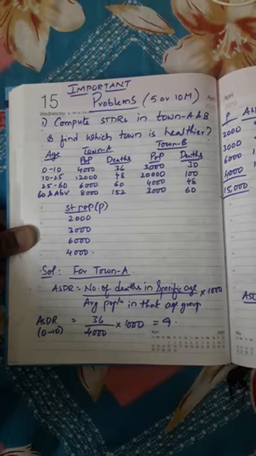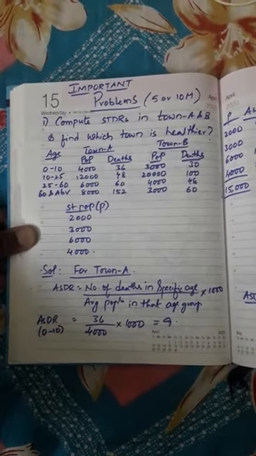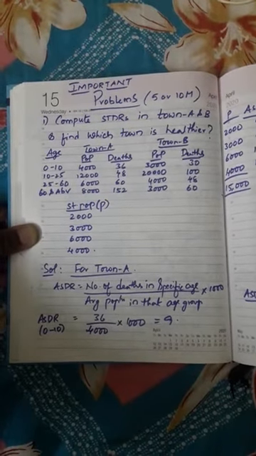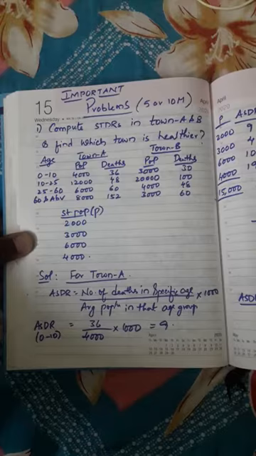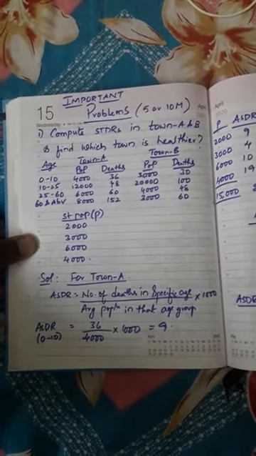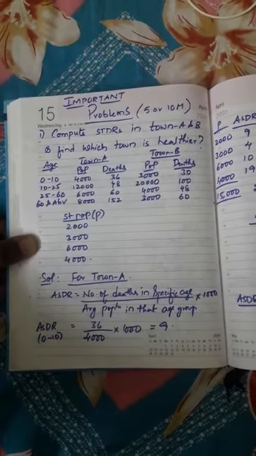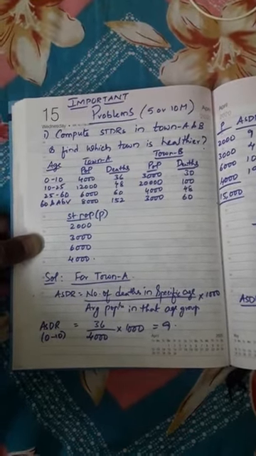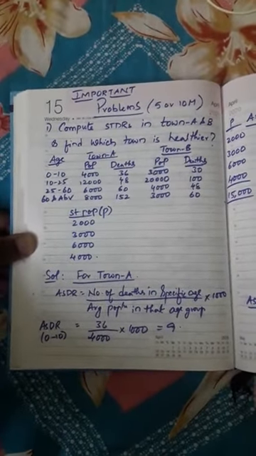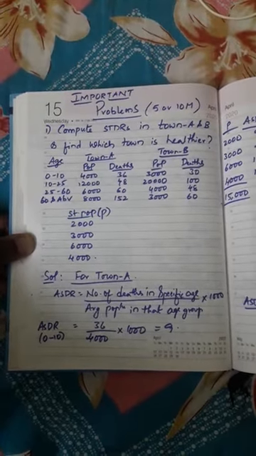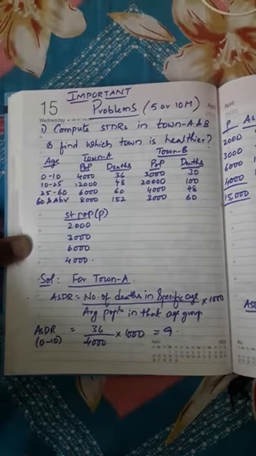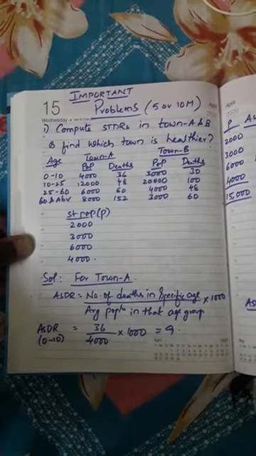So see here: compute STDRs in town A and B and find which town is healthier. So the question is, we have to compute STDRs for two different populations. Along with that, we have to decide which city is healthier. That also we have to find. See, the data is given. Age groups 0 to 10, 10 to 25, 25 to 60, 60 and above. Town A population and deaths are given, town B population and deaths are given.